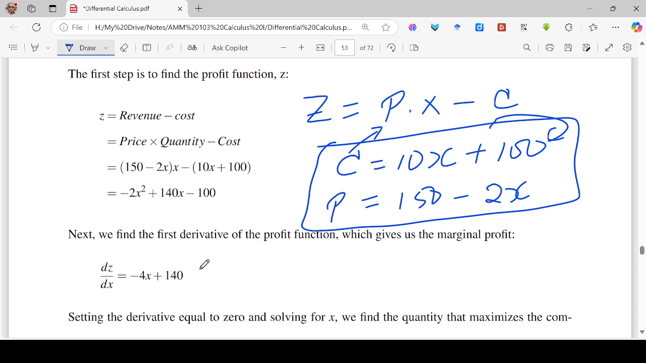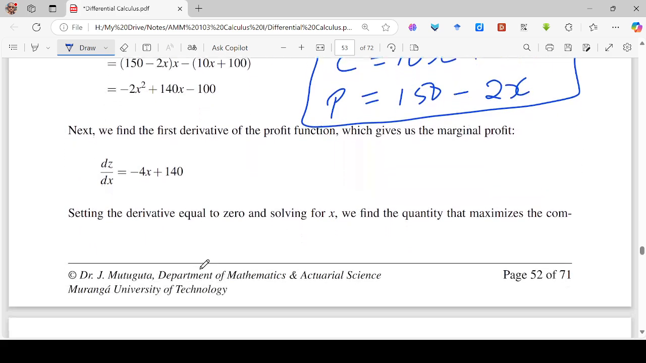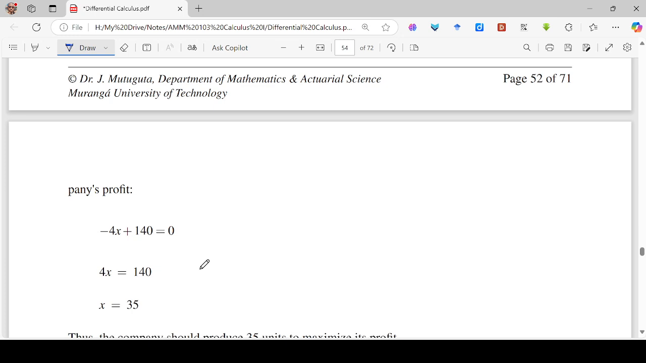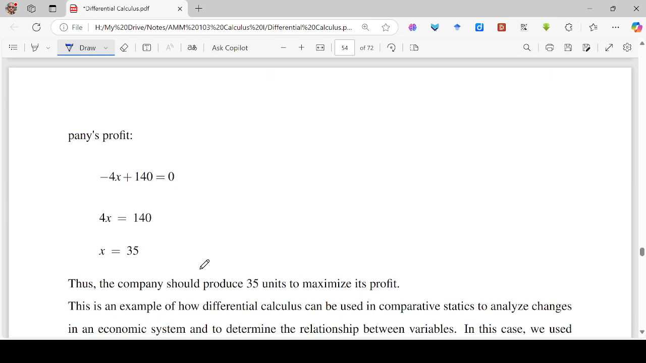Next, we equate this to 0. So we get -4x + 140 = 0. So that 4x is 140, and therefore x is 35. So the company should produce 35 units to maximize its profit.